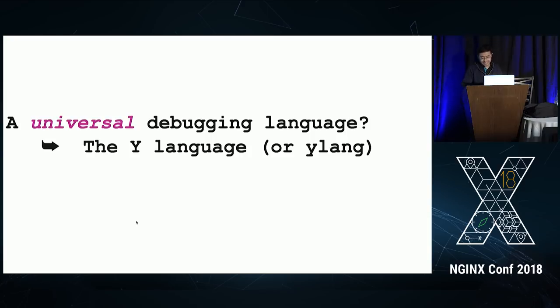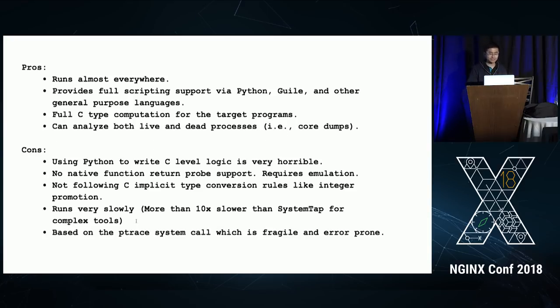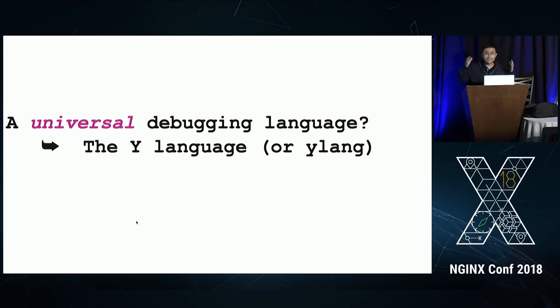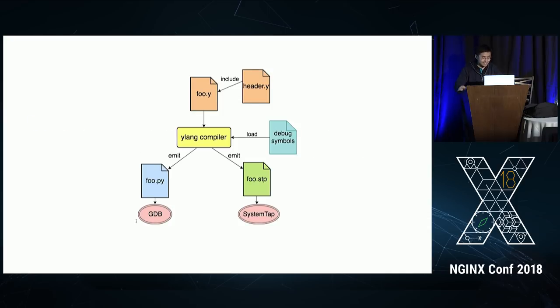Okay, so the real thing I really want to talk about today is actually the Y language. We have so many different tools, and each has its good and bad sides, but how about combining all of them to enjoy all their advantages and avoid all their disadvantages? The way is to introduce a high-level abstraction called the Y language, so that we can compile a single form of tool into different kinds of things. For example, foo.y can be compiled to SystemTap scripts, GDB scripts, and Python scripts at the same time.